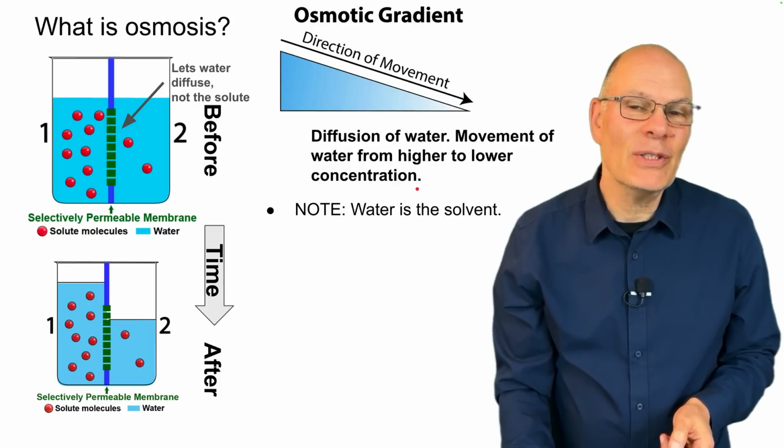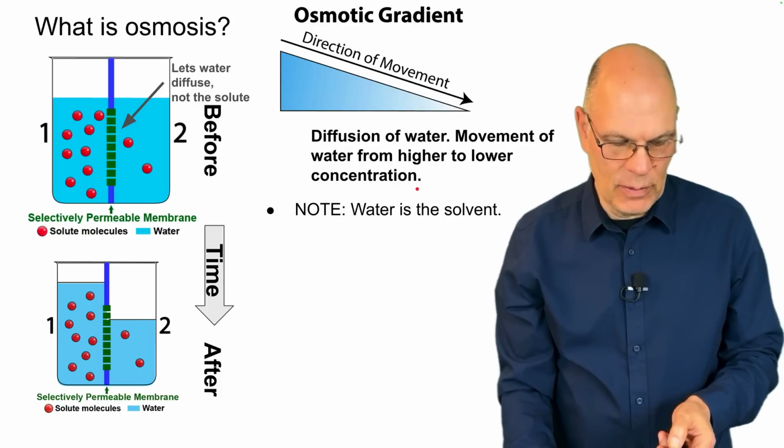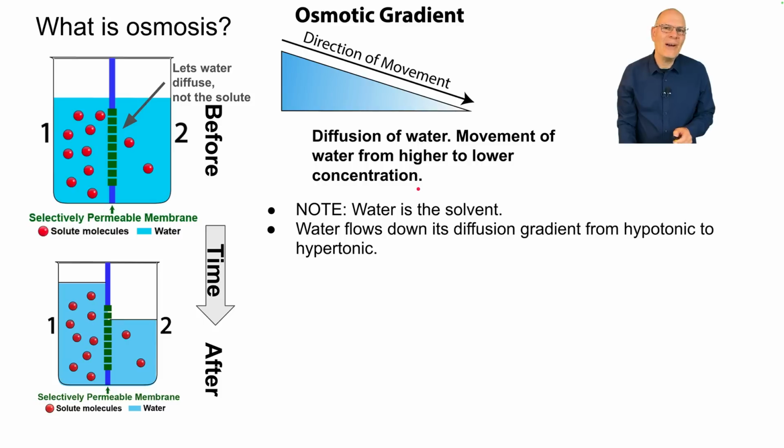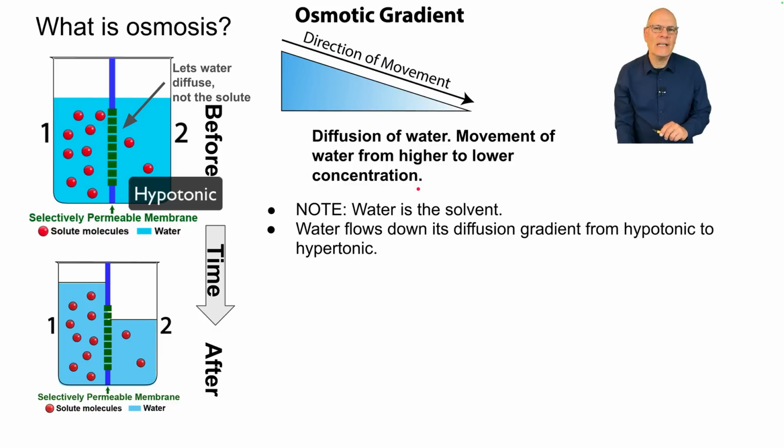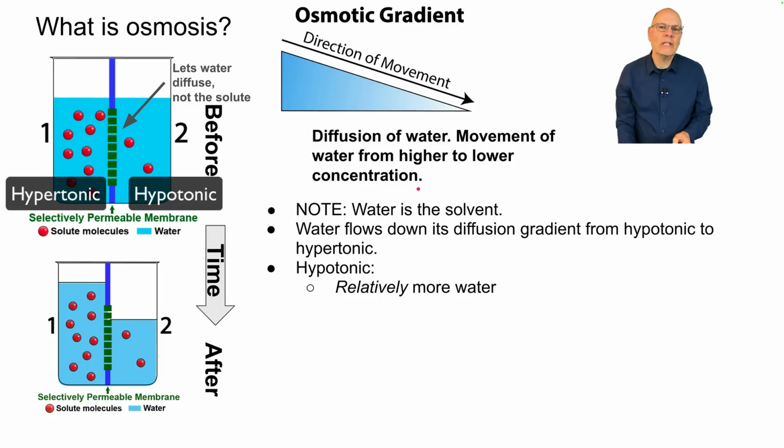Water is the solvent of life, so we have to pay attention to how it moves. Water flows down its diffusion gradient, just like everything else, from hypotonic to hypertonic. Those are essential terms to know. Hypotonic means relatively more water, and relatively less solute. And these terms are not absolute. They're always relative to another solution.